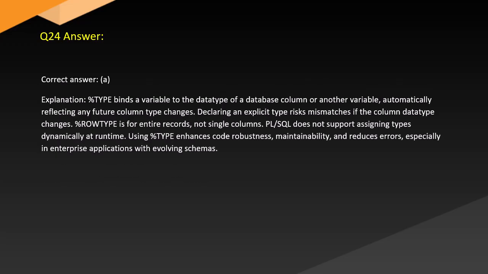Answer. Correct answer: A. Explanation. %TYPE binds a variable to the data type of a database column or another variable, automatically reflecting any future column type changes. Declaring an explicit type risks mismatches if the column data type changes. %ROWTYPE is for entire records, not single columns. PL/SQL does not support assigning types dynamically at runtime. Using %TYPE enhances code robustness, maintainability, and reduces errors, especially in enterprise applications with evolving schemas.